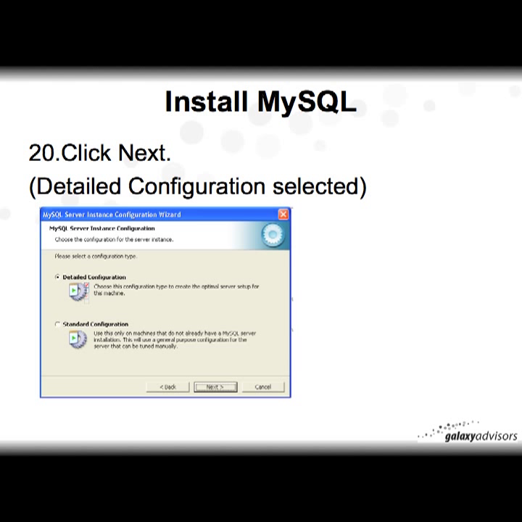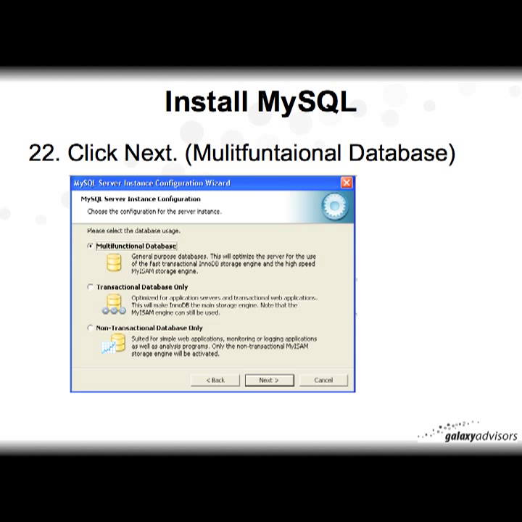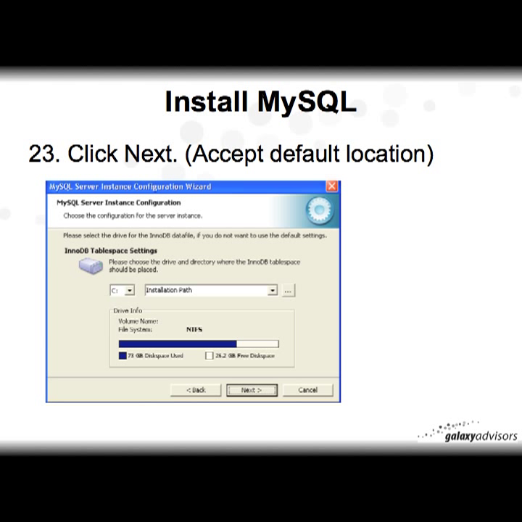Finally, step 20, click Next, and this is going to go through a series of selections that will configure your MySQL instance. So this is the detailed configuration selected. Again, here, click Next. Here, developer machine, that should be bulleted. Just click Next at the bottom. Then a multifunctional database, that should be bulleted. Click Next. Then finally, click Next, accept the default location.